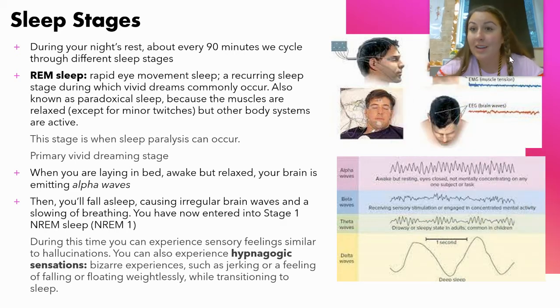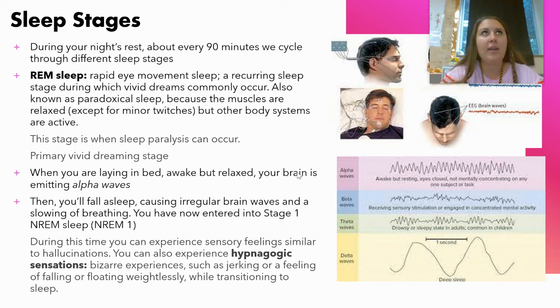During the night, we have 90-minute cycles while we sleep. Every 90 minutes, the cycle starts over once again. One of the biggest chunks of our sleep cycle is what we call REM sleep, which stands for rapid eye movement. REM is a recurring sleep stage in which vivid dreams are most common. When you're having really intense dreams, that's usually in REM sleep. REM sleep is also known as paradoxical sleep.